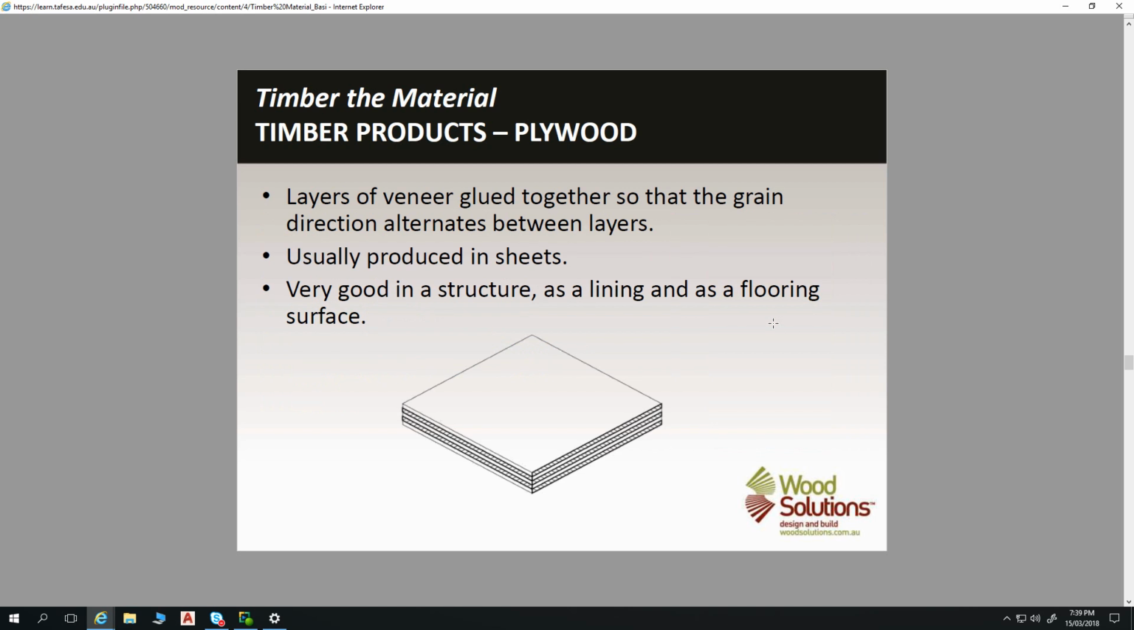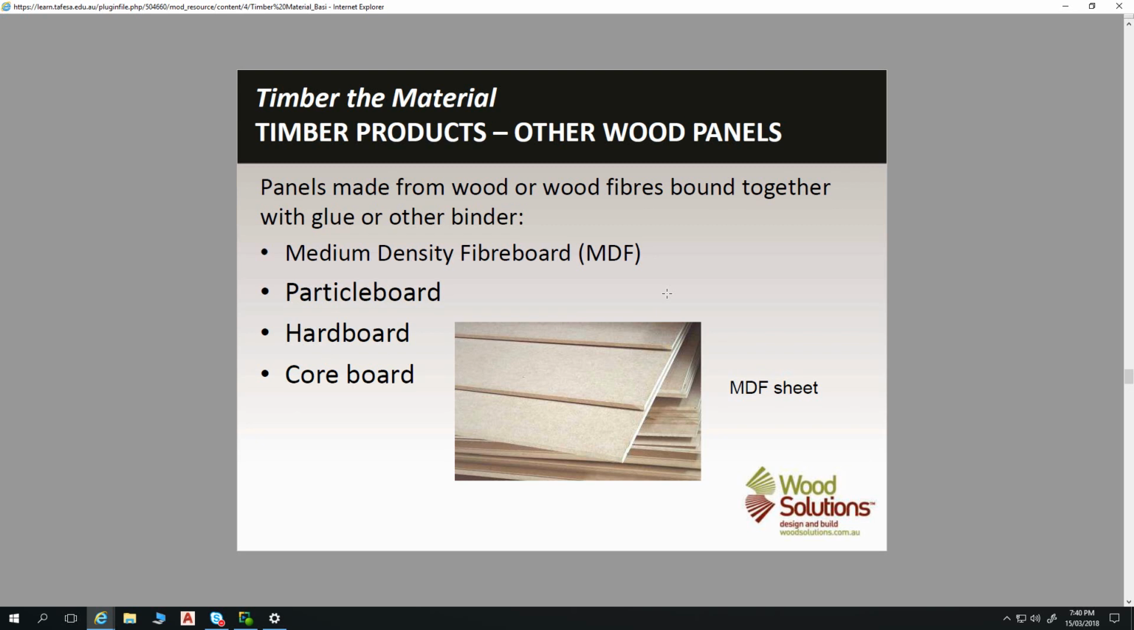They don't select the high grade or high feature grade timbers for their veneers, but yes, they also use veneer. But with layers of veneer glued together so the grain direction alternates between layers, this is plywood. So we have grain going this way, grain going that way, etc. It usually produces sheets. Very good in a structure as a lining and flooring surface. Also typically used for hoarding around building sites, or can be used as a bracing panel.